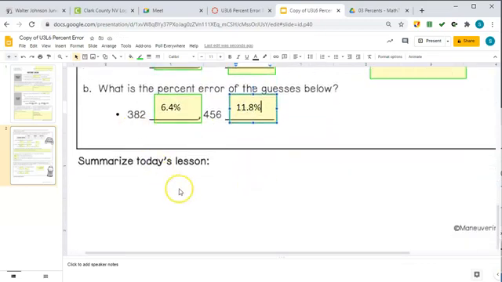So go ahead and summarize today's lesson, talking about the formulas that you learned and everything that you've applied. Just give me a quick summary.